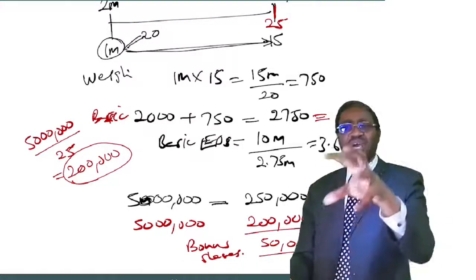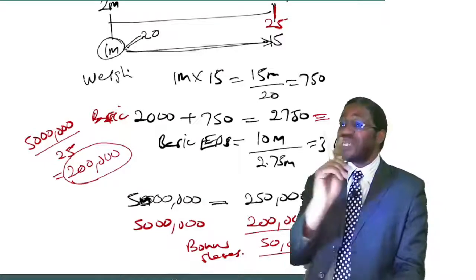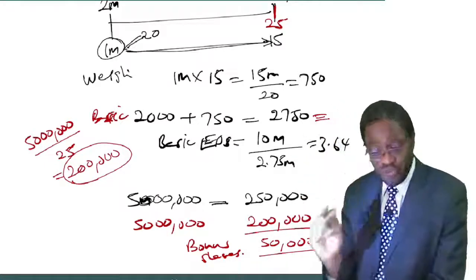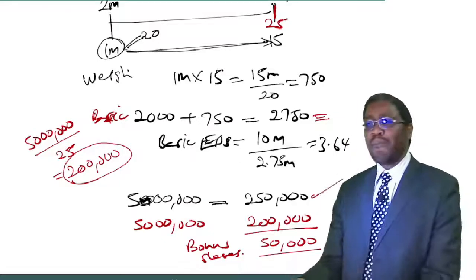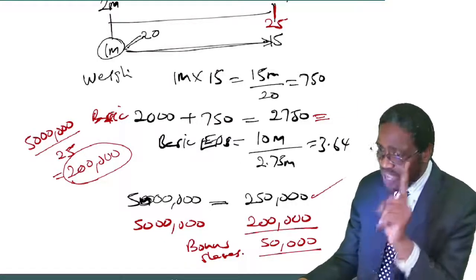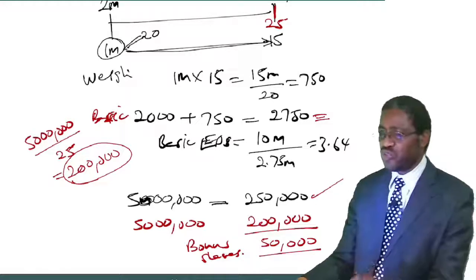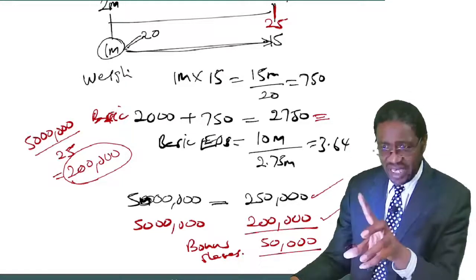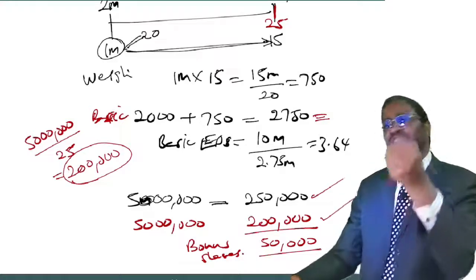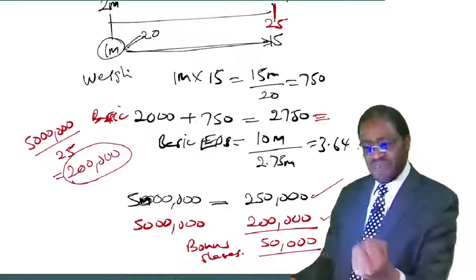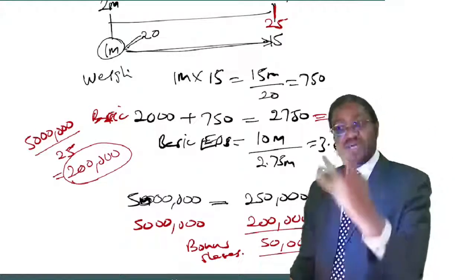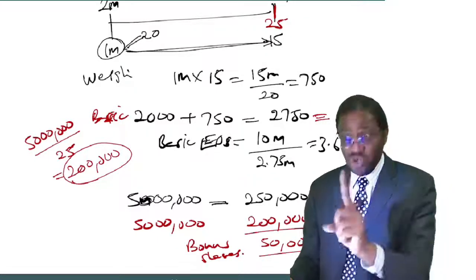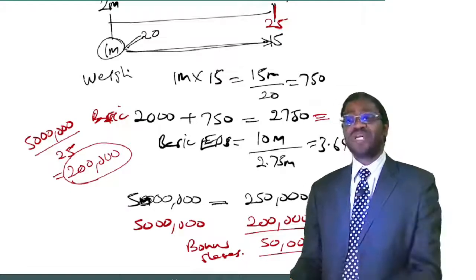But if they bring their 5 million to the company, we shall give them the balance of their shares, which are amounting to how much? 250. But their 5 million was only enough to buy how many? 200. So out of the 250, I'm going to give them another 50 for free. Those 50,000 are the ones considered as dilutive. Remember, that's what I've said.